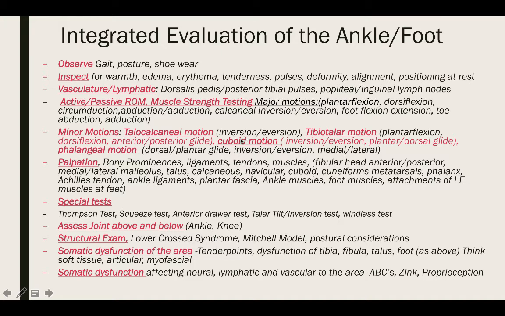Your glides and slides. There's going to be cuboid motion, which is inversion, eversion, dorsal and plantar glide, and then phalangeal motion, dorsal and plantar glide, inversion, eversion, and medial lateral. So think about taking that little phalange or the metatarsal, and you can glide it dorsal and plantar, so up or down. You can rotate it in inversion or eversion by rotating it, and then you can move that toe or that metatarsal back and forth into medial or lateral.